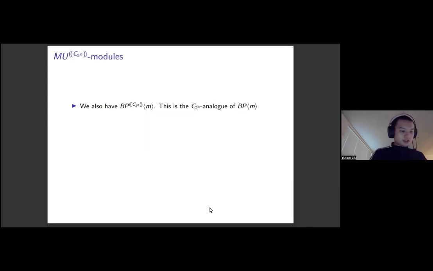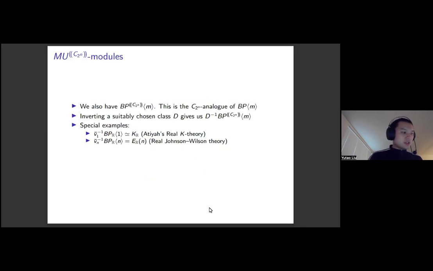We can also construct the quotient modules, which are the equivariant analogs of either MU/m or BP/m. Then, if we invert a suitably chosen class, we will have a periodic version of the quotient of BP^((C2^n)). There are several special examples of such a construction. For example, if you consider the periodic version of BPR<1>, then you recover Atiyah's real K-theory. In general, if you consider the periodic version of BPR<n>, then you recover the real Johnson-Wilson theory. And these quotients are quite important for computations in chromatic homotopy theory.